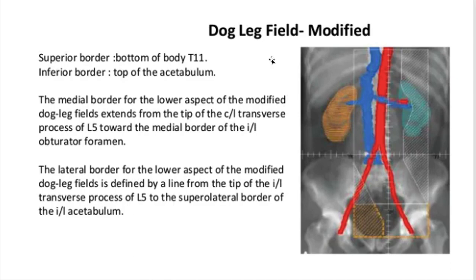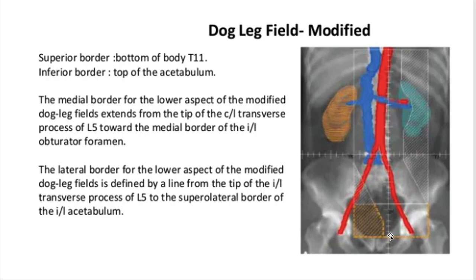So the modified dogleg field superior border is the bottom of the body of T11. The inferior border is the top of the acetabulum, as can be seen here. The medial border for the lower aspect of the modified dogleg field extends from the tip of the contralateral transverse process of L5 towards the medial border of the ipsilateral obturator foramen. So you would carry that down to about here.